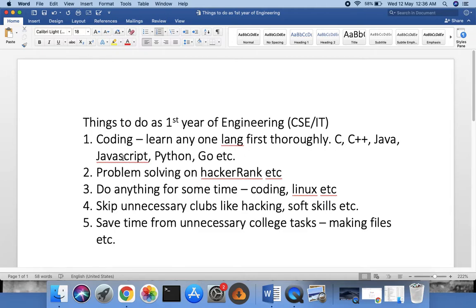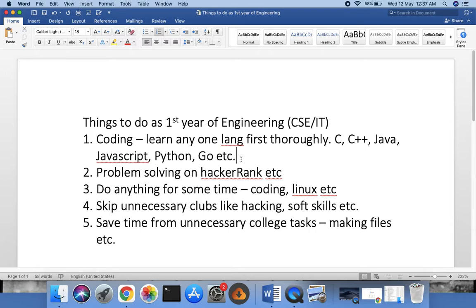If you want to work with web applications, if you want to become a backend web developer, then you should learn JavaScript. Similarly, if you want to get into artificial intelligence, you should learn Python, because Python already has so many libraries which support artificial intelligence.